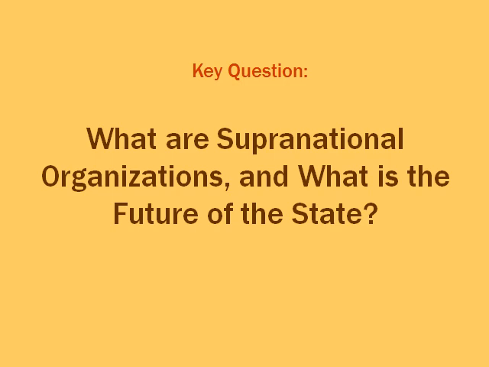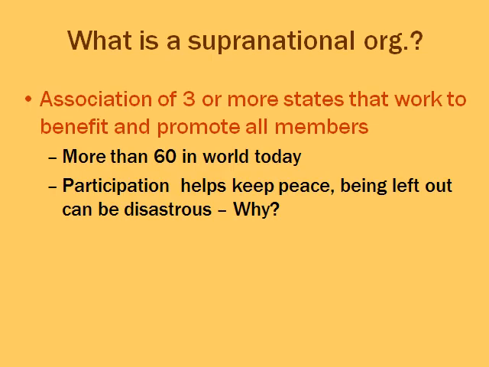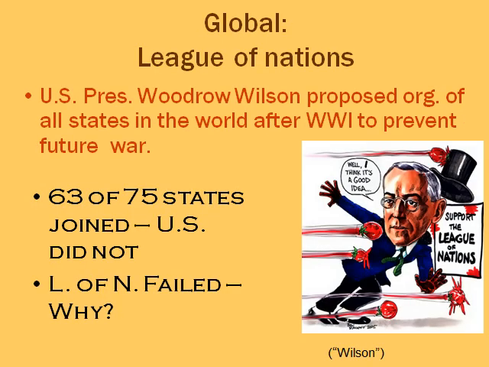Okay, so last thing is the supranational organizations and the future of the state. First of all, a supranational organization, just as a vocab term, is three or more states that work together to benefit the members. There are more than 60 different supranational organizations today. Maybe it's trying to keep peace, maybe it's trying to help the environment, or maybe it's trying to feed the world, whatever it may be. It has a different purpose, it has a goal, but there's three or more countries working together to promote the good of all.